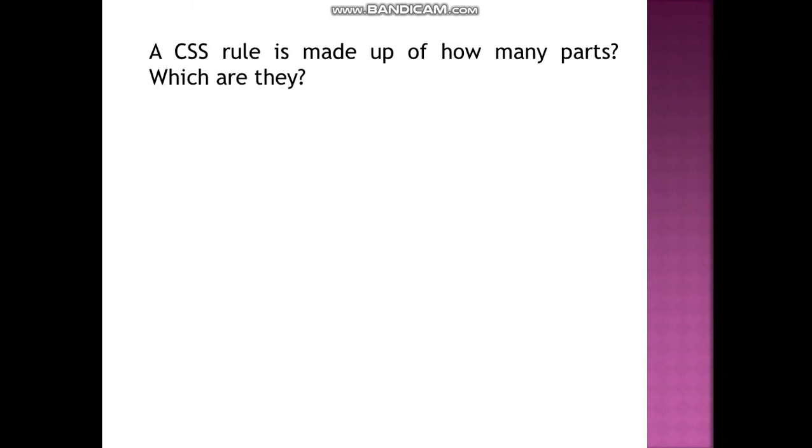A CSS rule is made up of how many parts and which are they? A CSS rule is made up of two parts. They are selector and declaration.